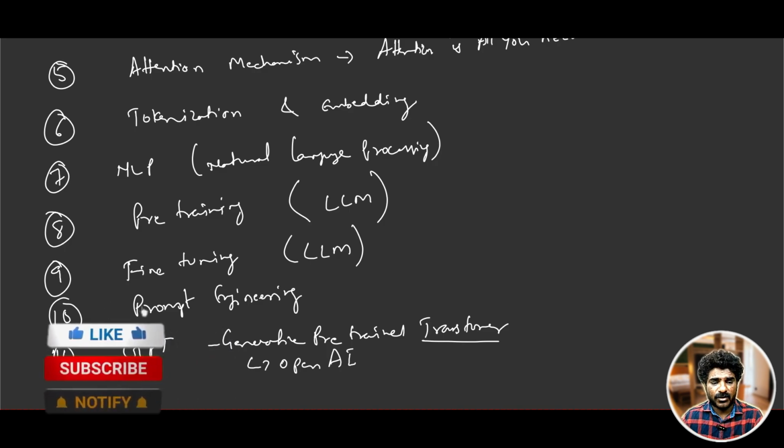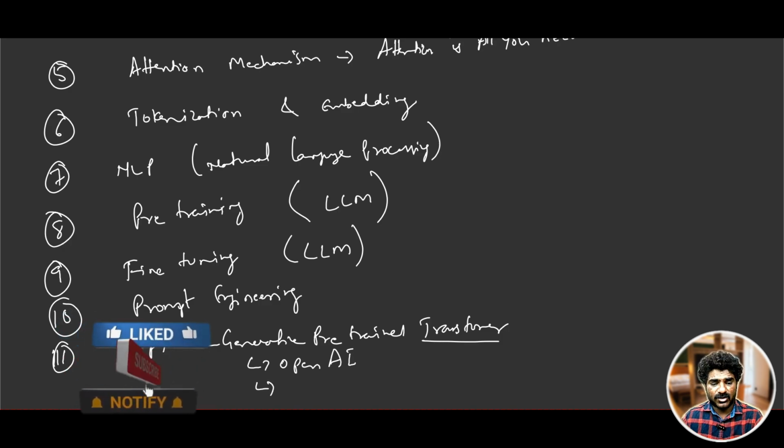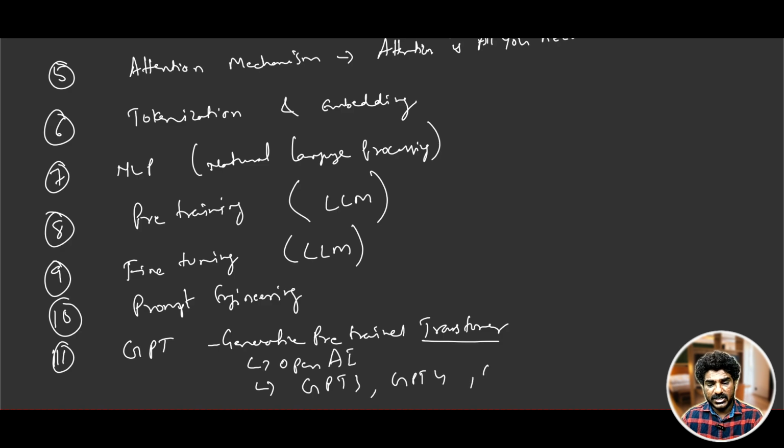A few examples of GPT are GPT-3, GPT-4, and GPT-J. And this ChatGPT, you can see, is built on top of this GPT architecture itself.